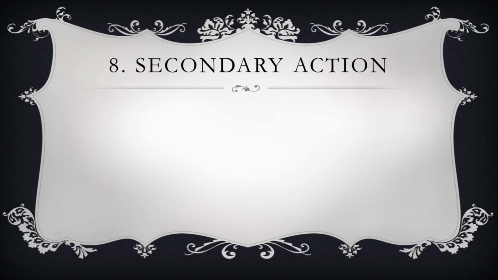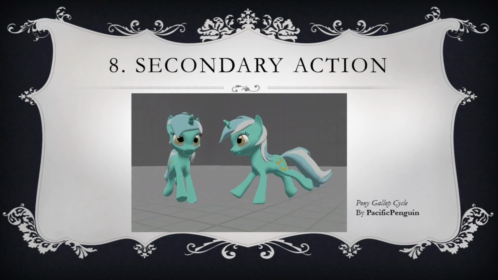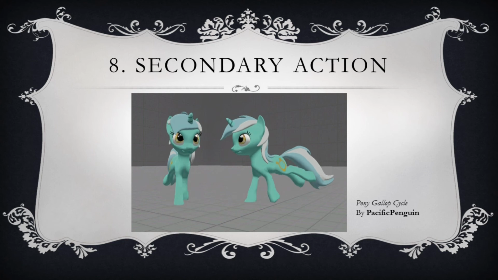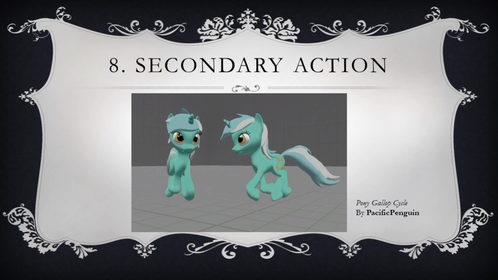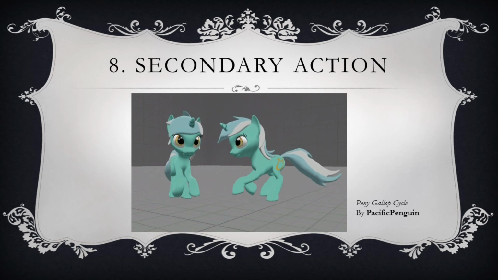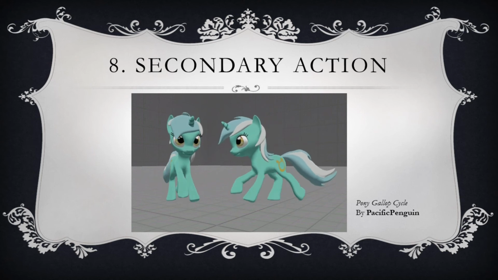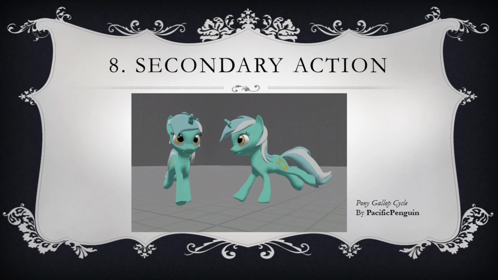Number 8 is secondary action. Secondary actions are actions that complement the main action. So for example, with someone running late for work, the main action might be their legs moving frantically, while the secondary action could be the clenching or shaking of their hands in desperation, or checking their time constantly. In this example of a pony by Pacific Penguin from DeviantArt, the main action of the pony is the moving legs, while the secondary action is the bobbing head and even the tail and hair.